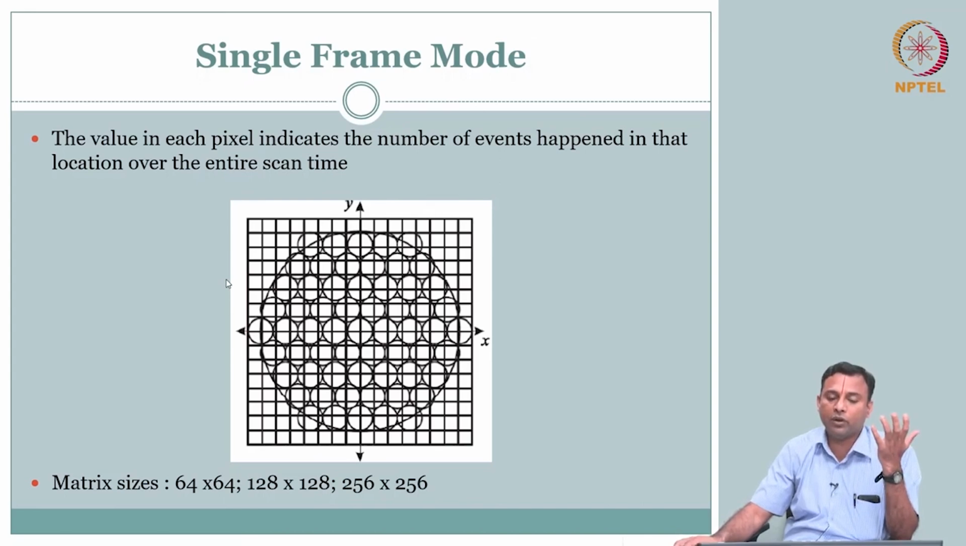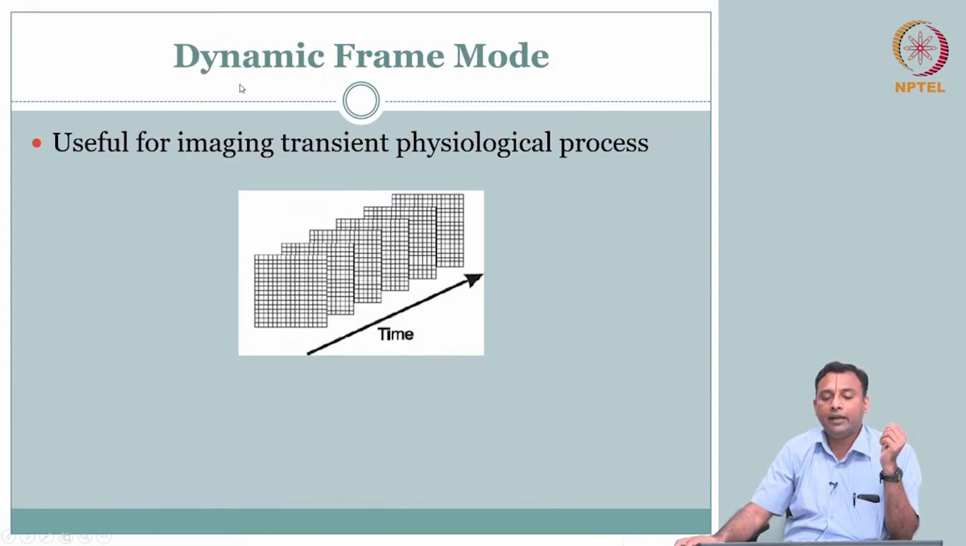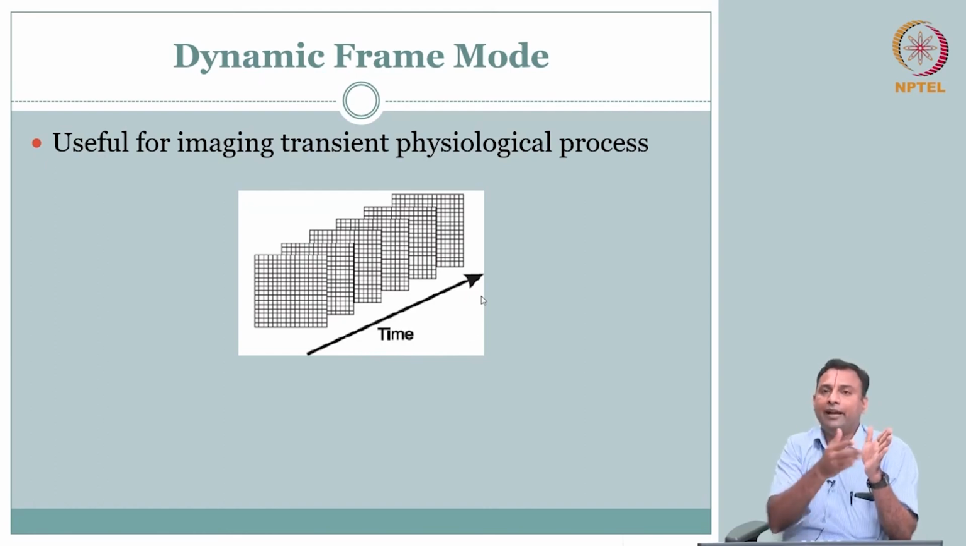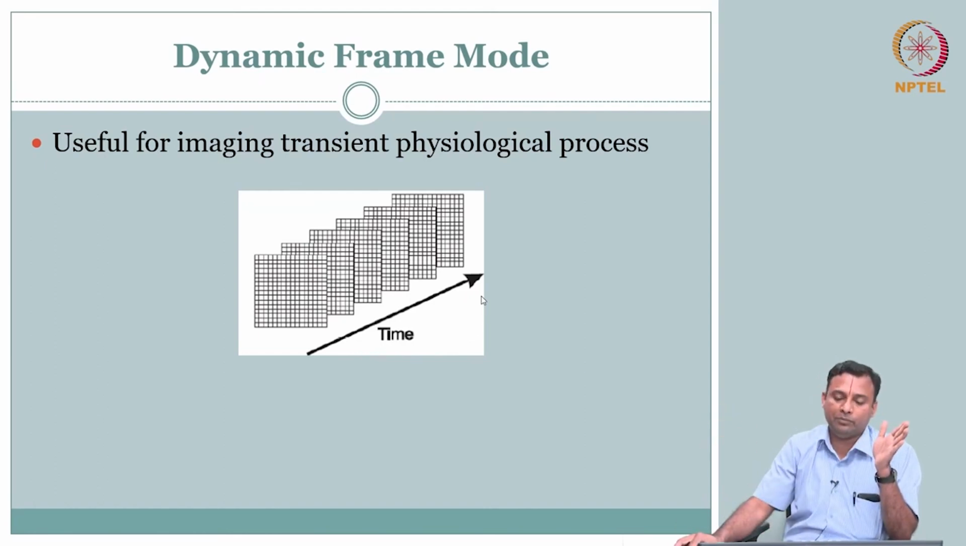So for all those things, I want to go for a dynamic frame mode. What is this dynamic frame mode? Very similar to your previous one. Previously you added everything; here you don't add, you retain each of the frames with a time index. So in a small delta t, I have one static frame, and then after the next delta t, I have another frame. If I have n delta t, then I have n frames.